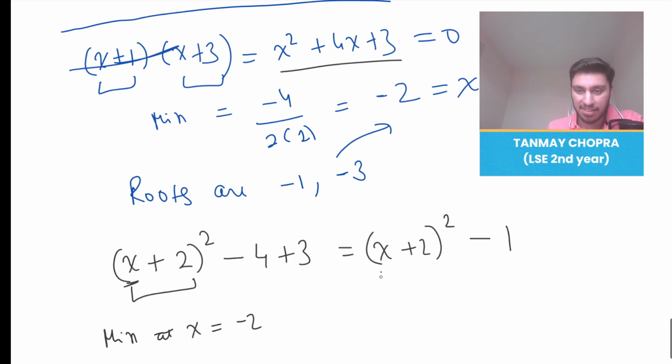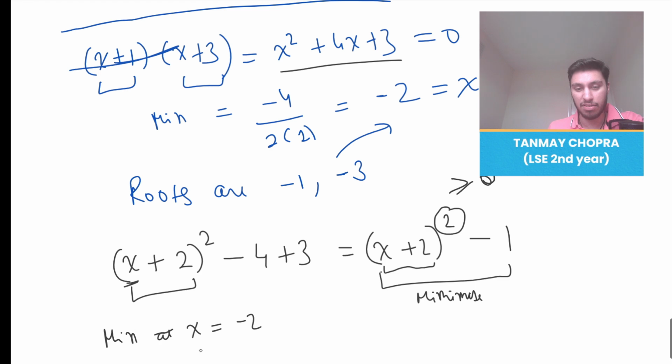I want to minimize this expression. Minimize the value. How do I do that? I need to minimize the value of this bracket. Now, since this bracket is squared, I know this bracket is greater than or equal to 0, because anything squared is greater than or equal to 0. So to minimize this expression, I need to have this bracket equal to 0, which only happens when x equals -2. Minimum value would be -1. So in this case, the y would be -1.